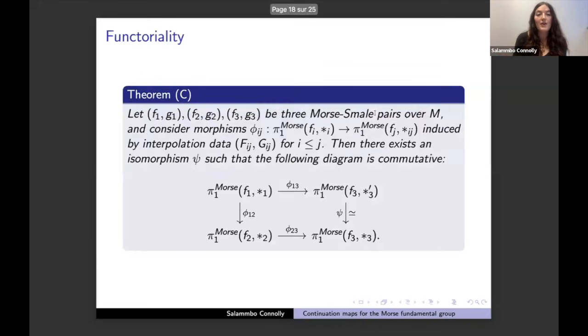And not only that, but if you then have 3 sets of such data, it turns out that they commute together, in the sense that going from F1 to F3 is actually the same thing as going from F1 to F2 and from F2 to F3, modulo this change of base point. In general, there's no reason why the base point would be the same, but it doesn't matter, because there's going to be this isomorphism, which is just the conjugation with a series of more steps that go from one minimum to another.